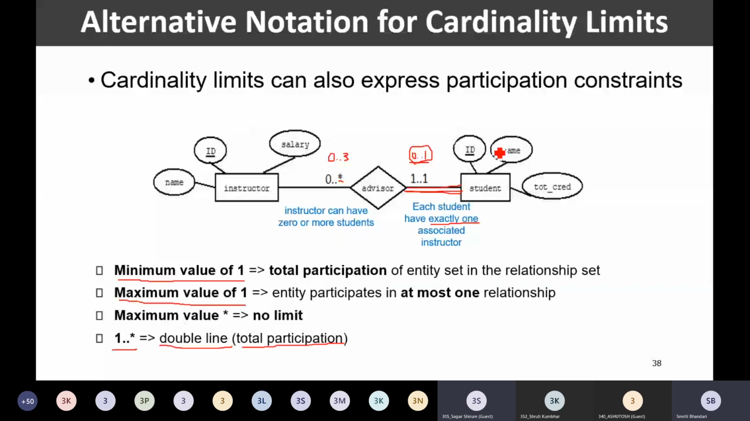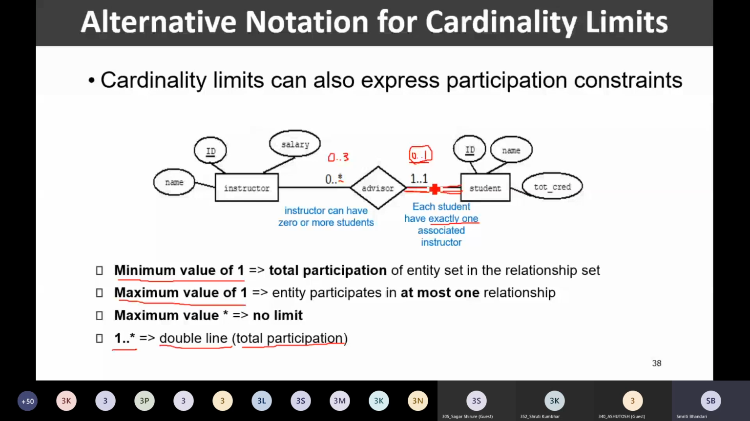So in this kind of notation, what we are depicting is the minimum limit and the maximum limit, minimum cardinality and maximum cardinality. Right? So if I have a minimum value of 1, then it indicates total participation. If I have a maximum value of 1, then we may say that the entity participates in at most one relationship, not more than that. So the maximum limit is 1.